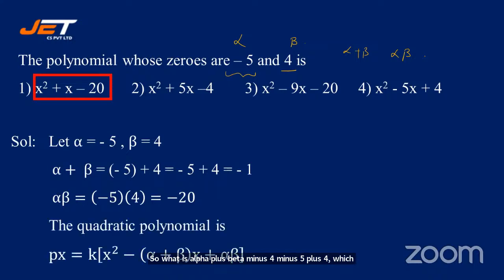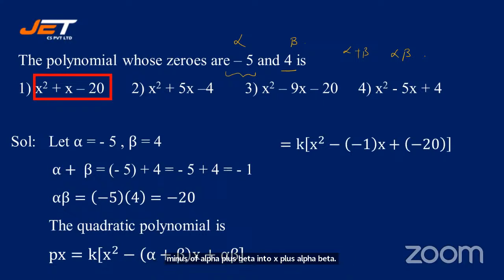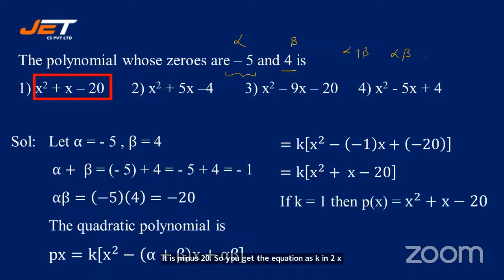So the quadratic polynomial, this is the usual form: p of x is equal to k into x square minus of alpha plus beta into x plus alpha beta. So k into x square minus, what is alpha plus beta? It is minus 1, into x plus, what is alpha beta? It is minus 20. So you get the equation as k into x square plus x minus 20. If k is 1, then your equation would be x square plus x minus 20, which is p of x. All right. Excellent to those who have given me the right answer. You were swift enough in working out and giving me the answer. Excellent. Let's move on to the next question.